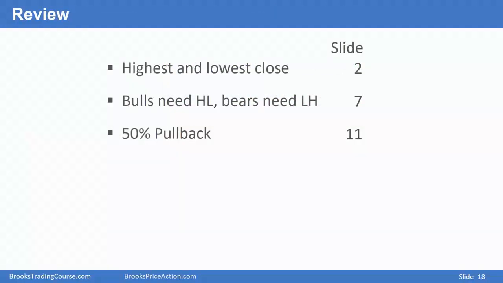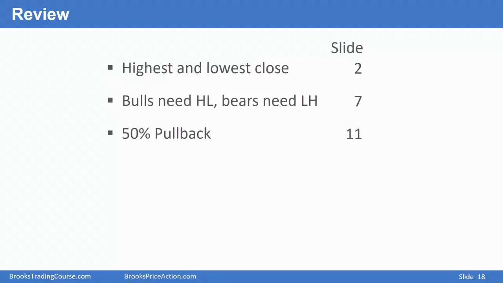I began by talking about how the highest close of the day often is resistance, and how the lowest close of the day often is support, and therefore they are magnets. Bull trends need higher lows. The bears are always trying to get the market to fall below the most recent major higher low, and therefore higher lows are support. Bear trends need lower highs. Bulls are always trying to break above the most recent major lower high, and therefore lower highs are resistance in a bear trend.